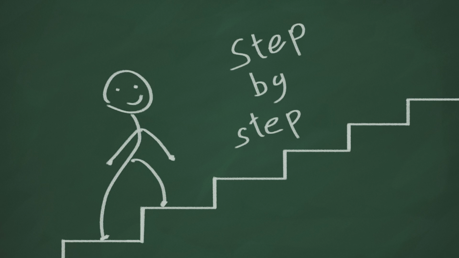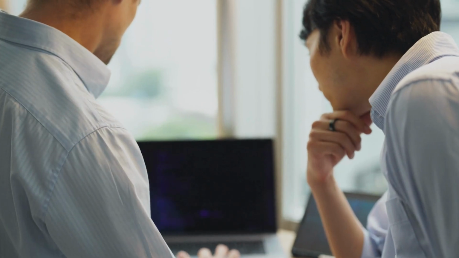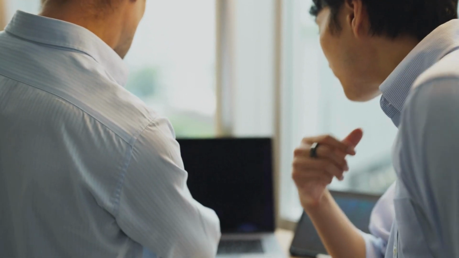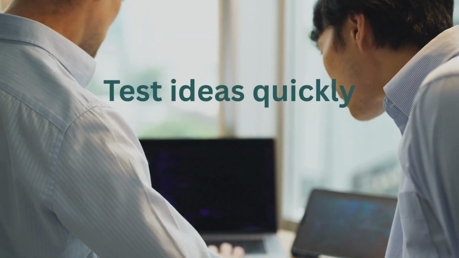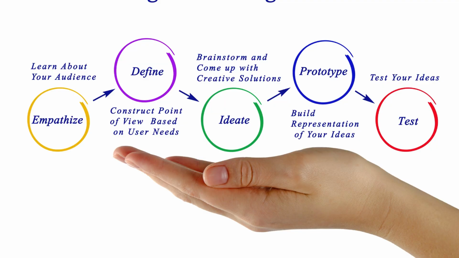Then comes prototyping and testing. Instead of spending years designing the perfect solution, social innovators test ideas quickly in real-world conditions. Design thinking is a common tool here. It involves empathizing with users, brainstorming ideas, building prototypes, and refining them through feedback.